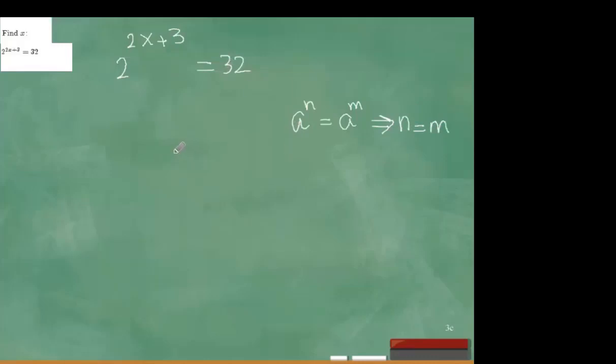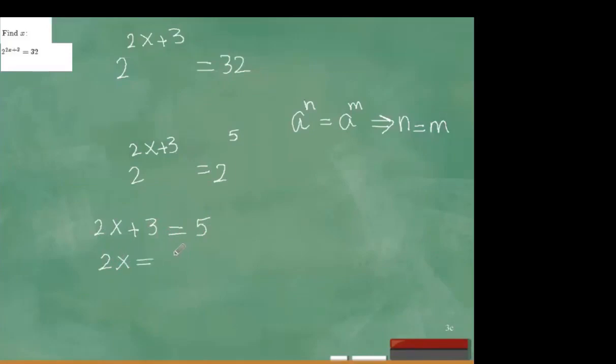And it looks like I can write 32 as 2 to the power of 5. So 2 to the power of 2x plus 3 is equal to 2 to the power of 5. The bases are the same, therefore the exponents must be the same. 2x plus 3 must be equal to 5, and I would solve for x here.